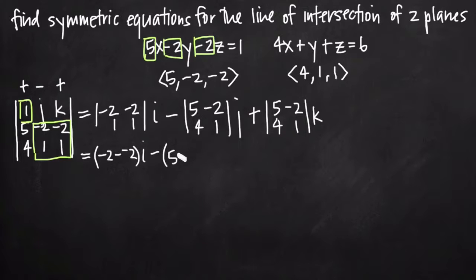5 times 1 is 5. Minus 4 times -2, which is -8, multiplied by J. And then add to that 5 times 1, which is 5, minus 4 times a -2, which is a -8, multiplied by K. Here we're just simplifying.